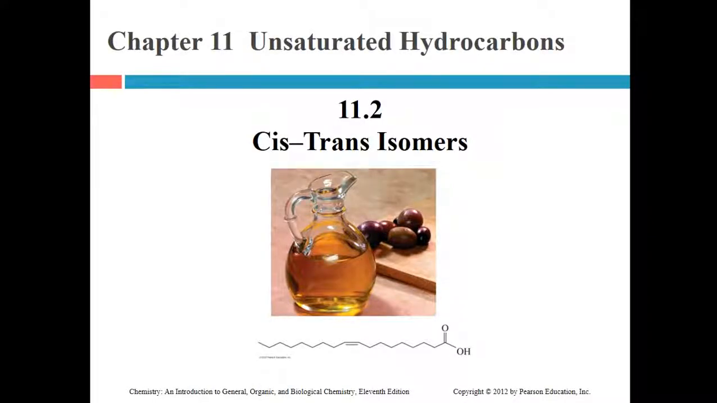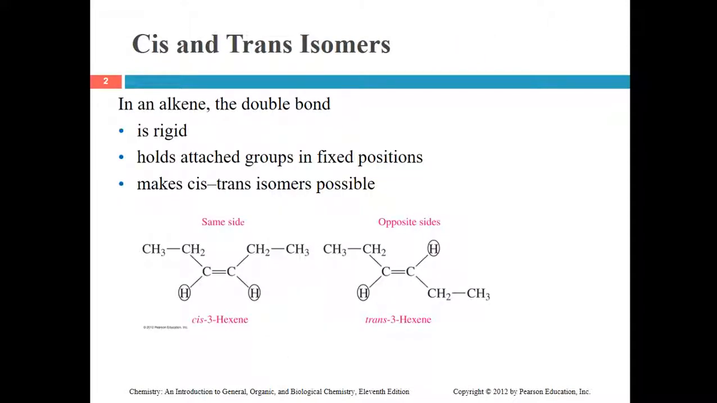11.2 Cis and trans isomers. In an alkene, the double bond is rigid. The importance of that is that there's not going to be rotation around the individual atoms, and it holds the attached groups in fixed position. So the attached groups would be, for example, this group and this other group, and they're in that position.